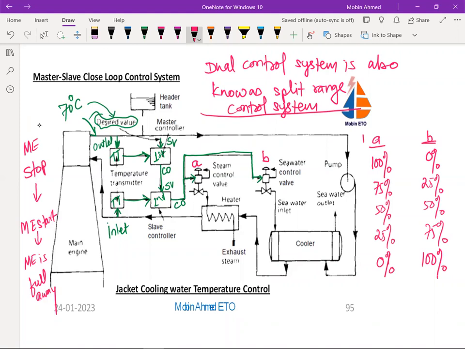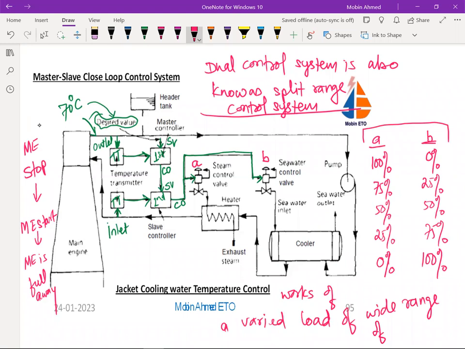And this is how the main engine jacket cooling water system works on a varied load of wide range of main engine. So this was the question that was asked. If it is a varied load and in the wide range, how is the main engine jacket cooling water temperature going to work? So basically you need to make this diagram and you need to explain.